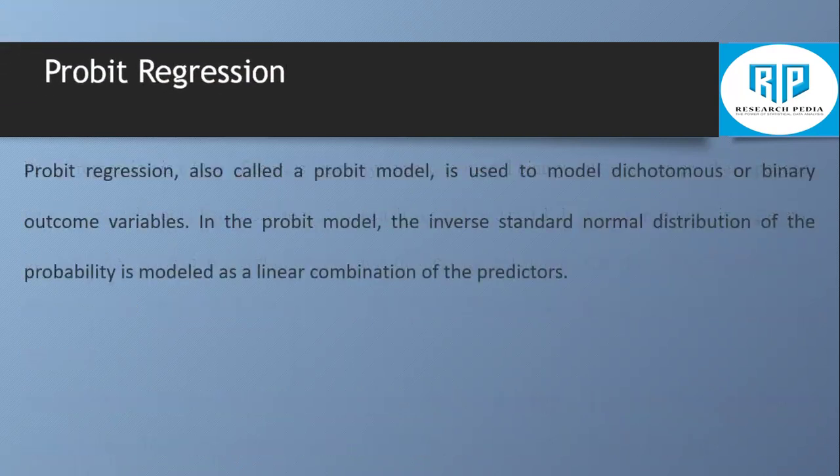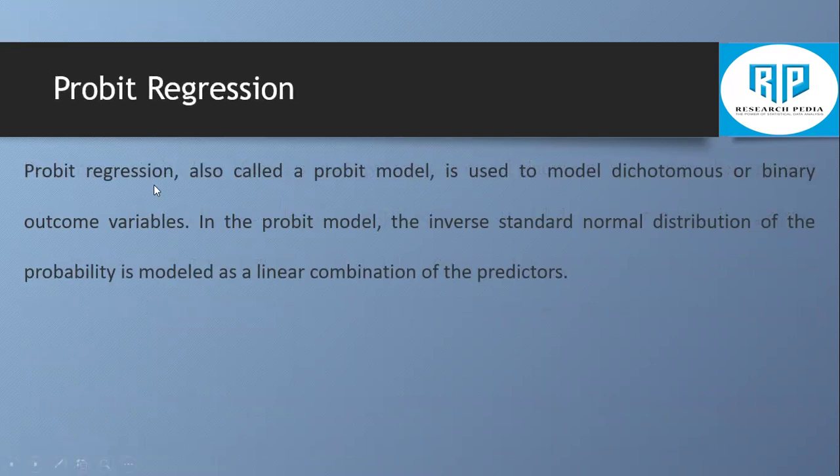So in simple terms, Probit regression, also called a Probit model, is used to model dichotomous or binary outcome variables. In the Probit model, the inverse standard normal distribution of the probability is modeled as a linear combination of predictors. So this is the technical difference. You are going to use the inverse standard normal distribution function here, while the remaining things are similar to your binary logistic regression.